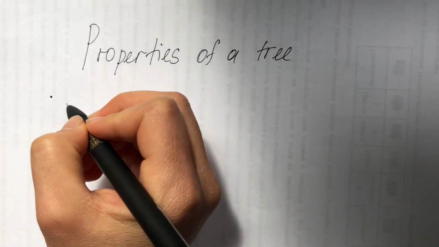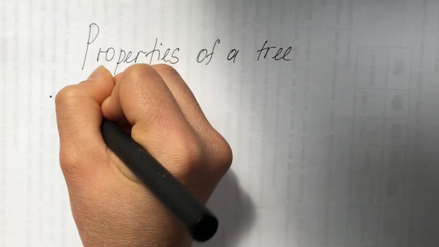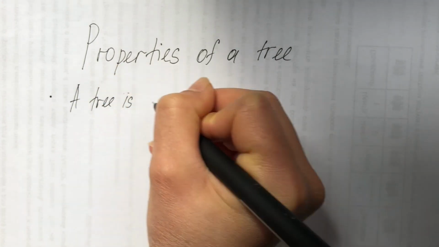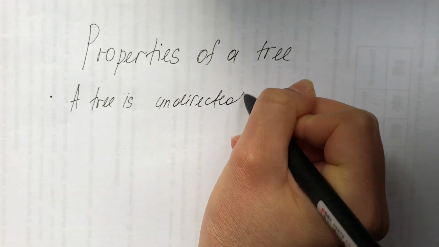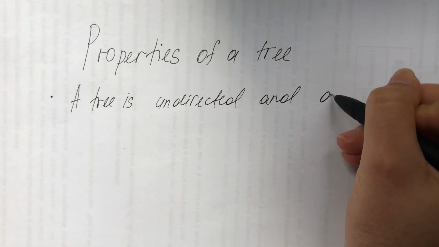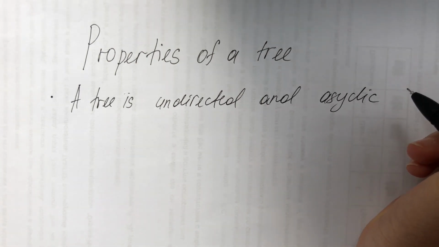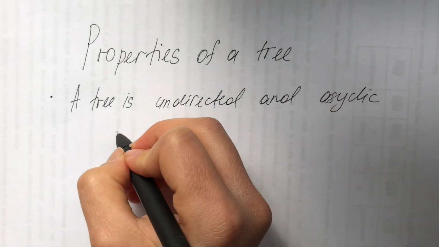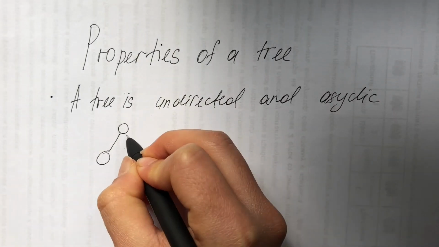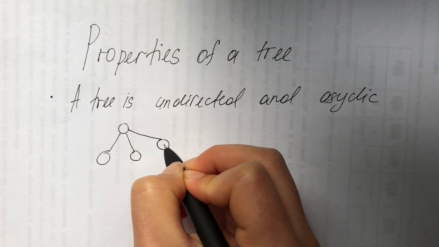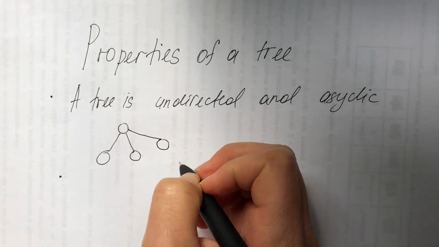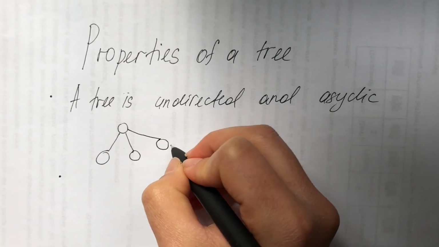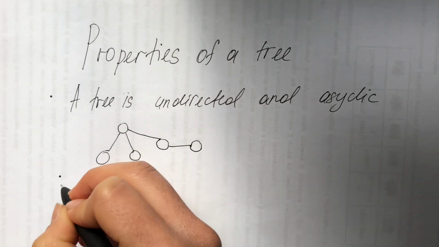Before proving it, let's remind ourselves of the properties of a tree. A tree is undirected and acyclic. Here is an example of a tree. So we see that there is no direction on the edges, and it has no cycles and it cannot have any cycles.